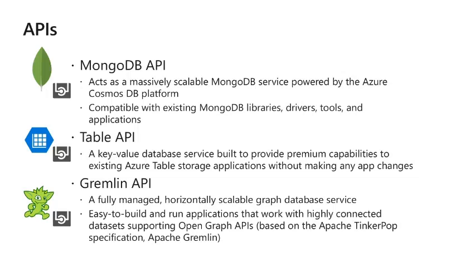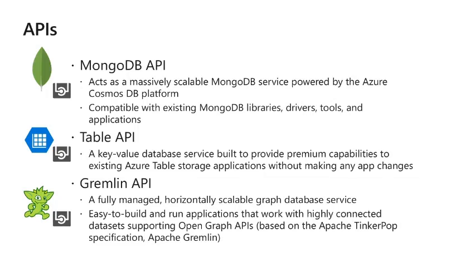MongoDB API. MongoDB API in Azure Cosmos DB acts as a massively scalable MongoDB service powered by the Azure Cosmos DB platform. It is compatible with existing MongoDB libraries, drivers, tools, and applications.